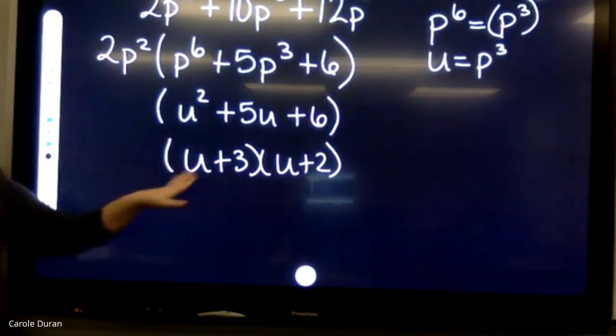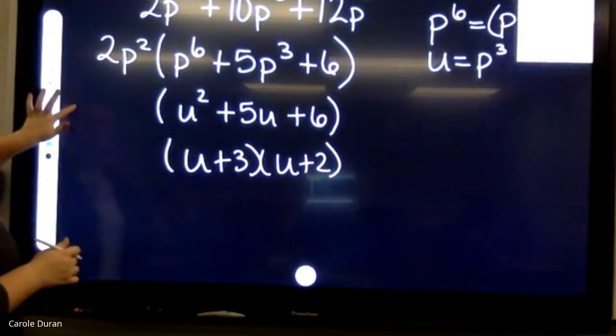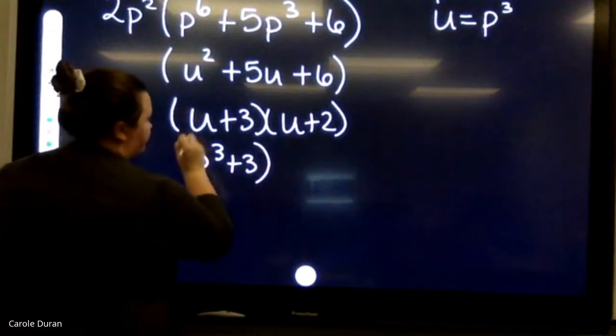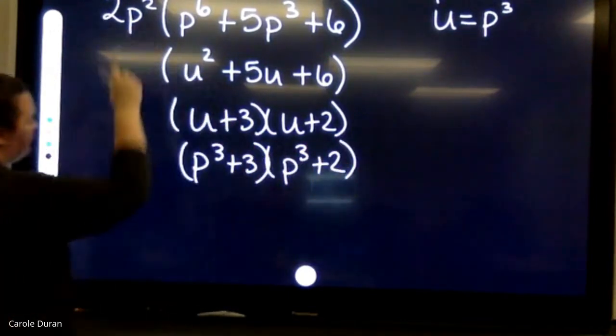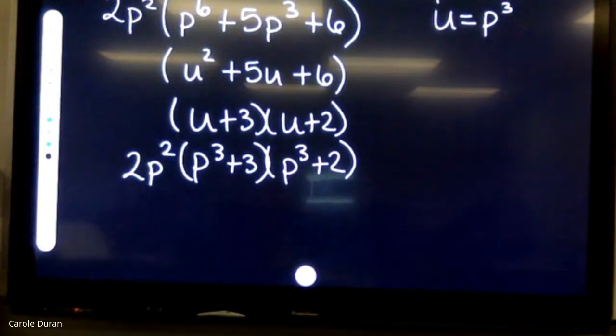So now I'm going to replace the u's with the original p cubed that was there, which leaves me with p cubed plus 3 and p cubed plus 2, and then the original 2p squared that was outside. That's not too bad. And then I'm done. I can't do anything else here.